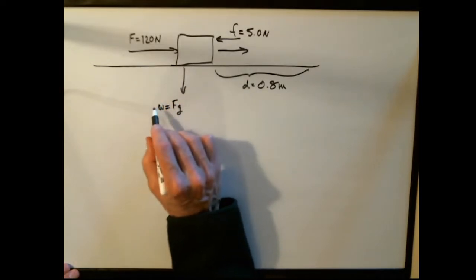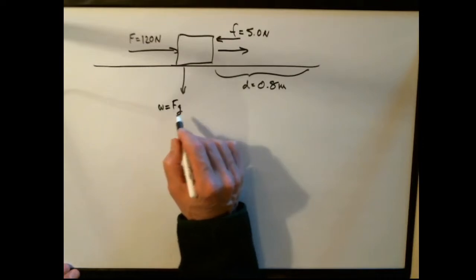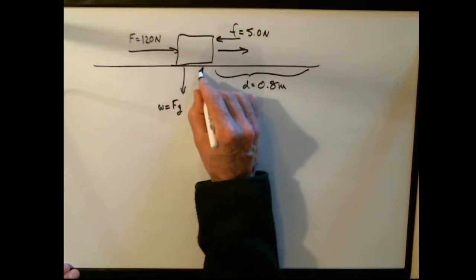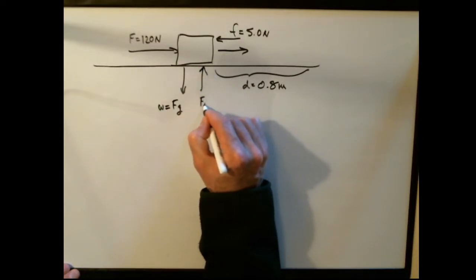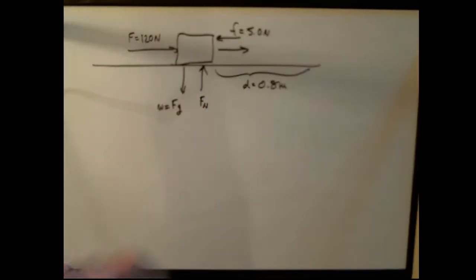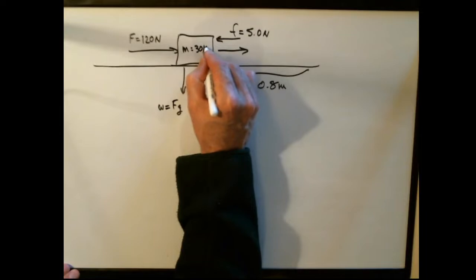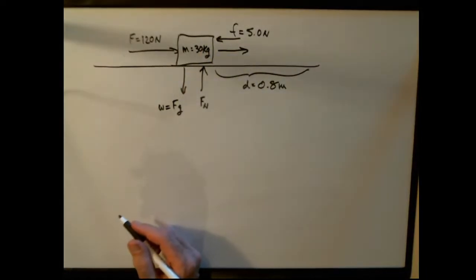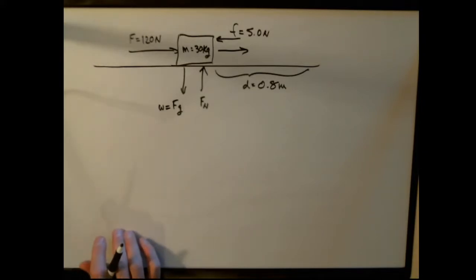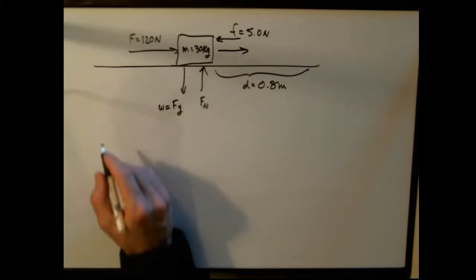They use a W. I don't want to use a W because the W looks like the work variable. And then I'll say there's a normal force pushing up. We've already talked about why that's there. And finally, I'll say the mass of the box is 30 kilograms. All right, maybe 65 pounds or so. And now the question was, what's the work done by each of the forces?